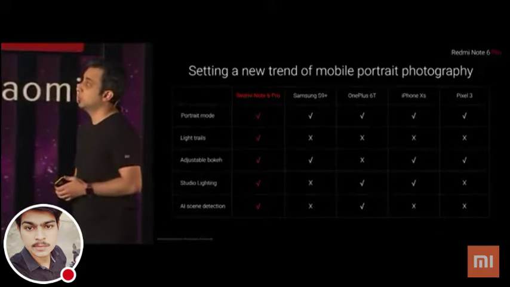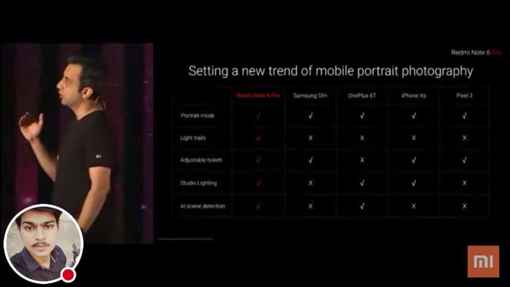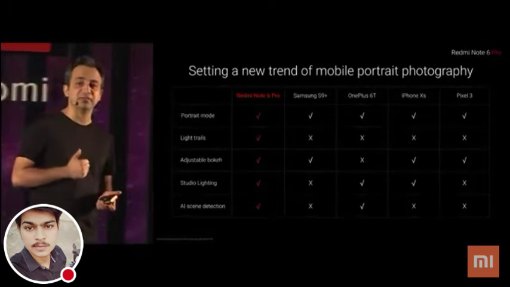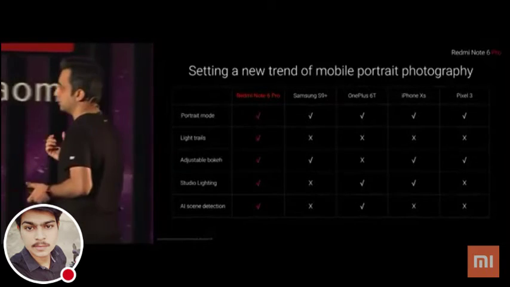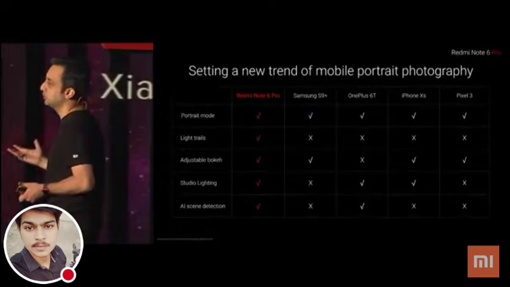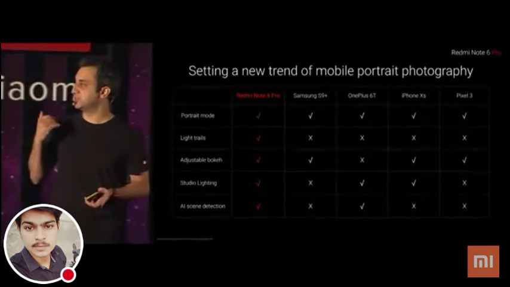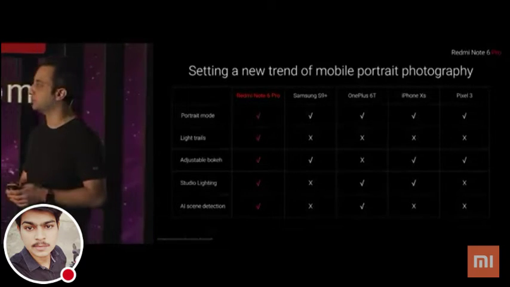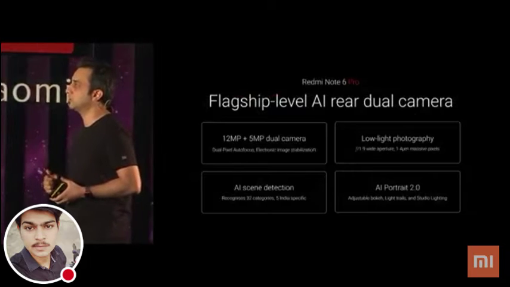In fact, when we compare the portraiture on the Note 6 Pro with some of the flagships out there, nobody offers you this level of control, right? There are people who offer portrait mode, of course. There are some people who have adjustable bokeh, but none of them offer you light trails, studio lighting, AI scene detection, all in one complete all-round package. It's just an overall incredible dual camera setup.